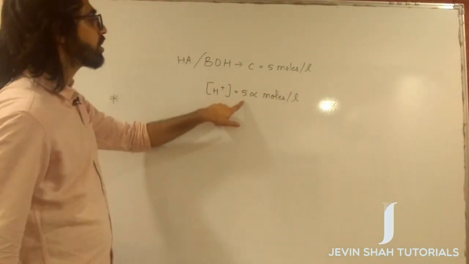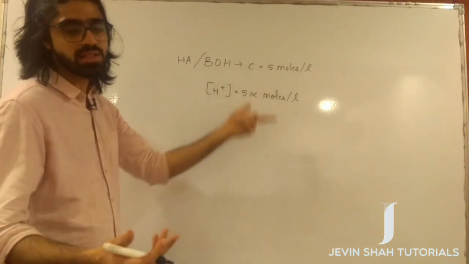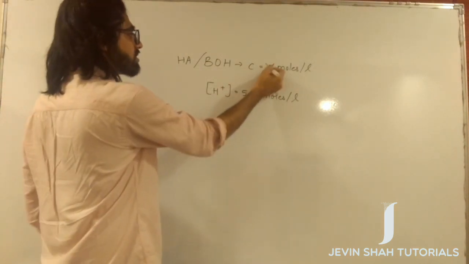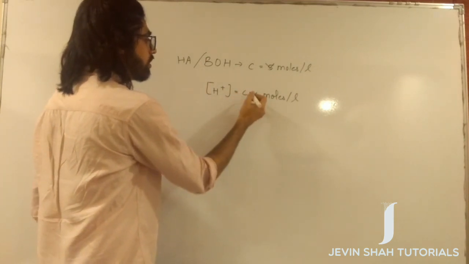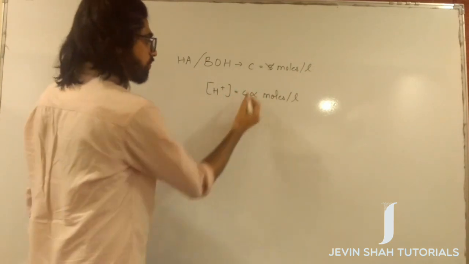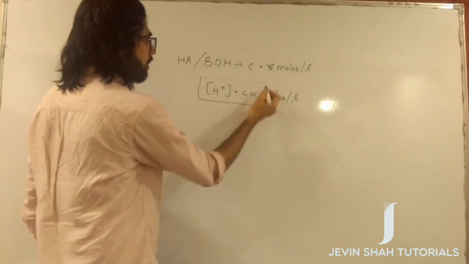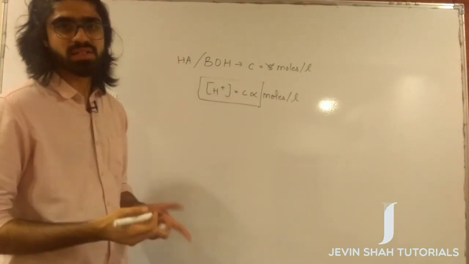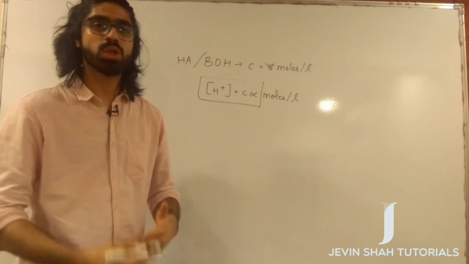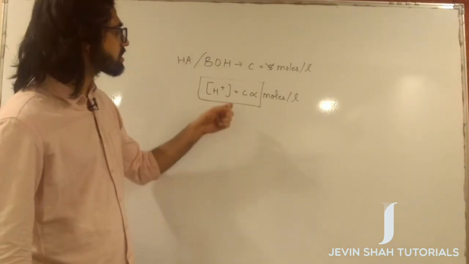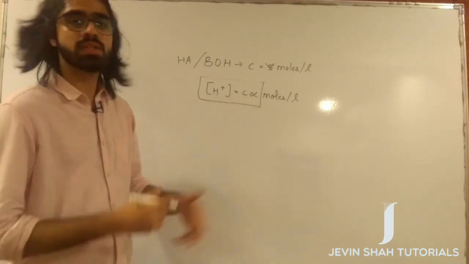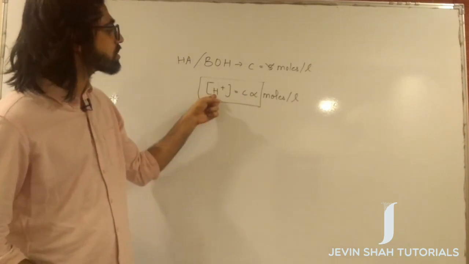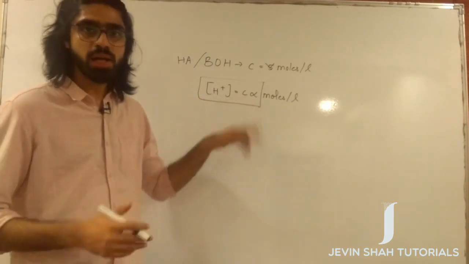Now you got 5 alpha because the concentration was 5. In general, if the concentration is not 5, it is simply C, then you can say that the H plus ion concentration will be C alpha. So that's the formula I need you to understand. It's okay if you memorize it, but like I've said, it's not good to memorize things. It's just best that you understand it. So this is simple.